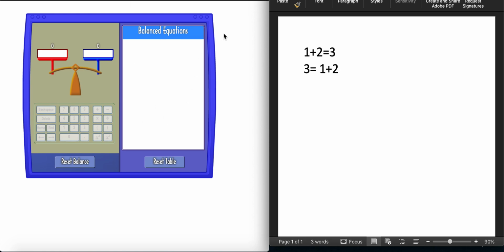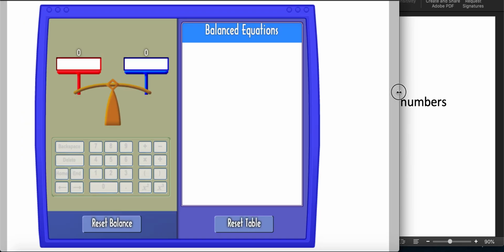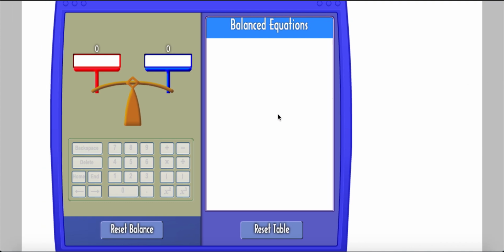computer program over here. So if you want to pull this up as well, you can type into Google NCTM pan balance. Oh, sorry, that's supposed to be an N. NCTM pan balance numbers interactive. And you should be able to pull up something that looks like this. It's the National Council of Teachers of Mathematics, I believe is what that stands for. So you're going to get something that looks like this.